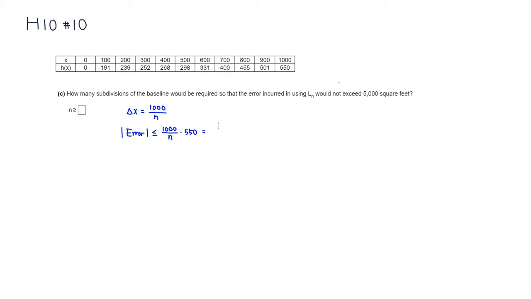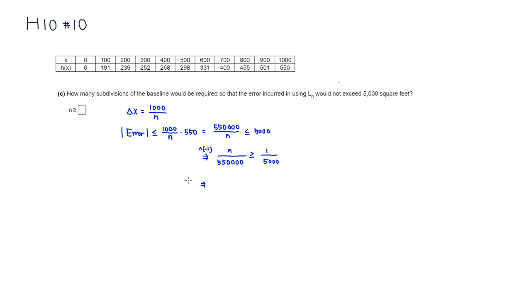So this is going to be 550,000 divided by n. We want this to be less than or equal to 5,000. Since we need to solve for n, I would first take the reciprocal of both sides. So we have n over 550,000 on one side, and 1 over 5,000 on the other. Since we took the reciprocal of both sides, we have to change the direction of the inequality.